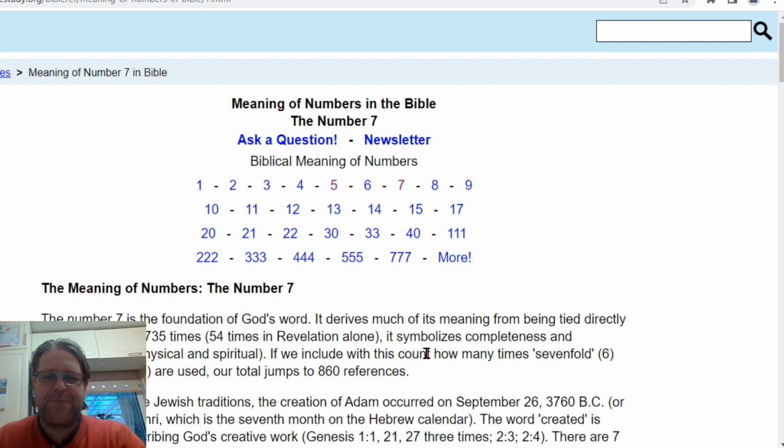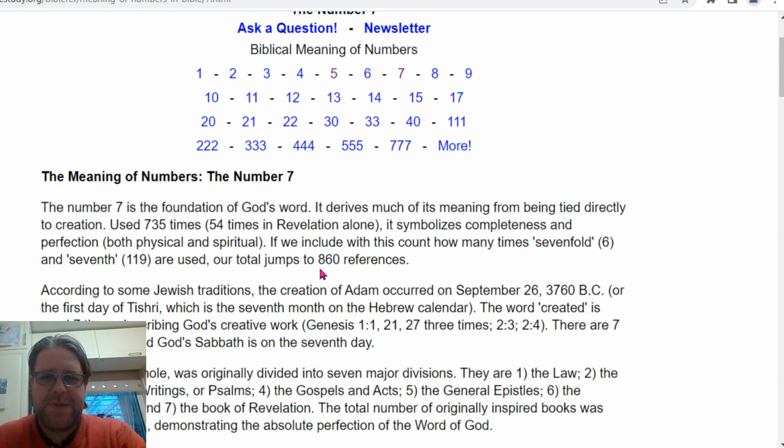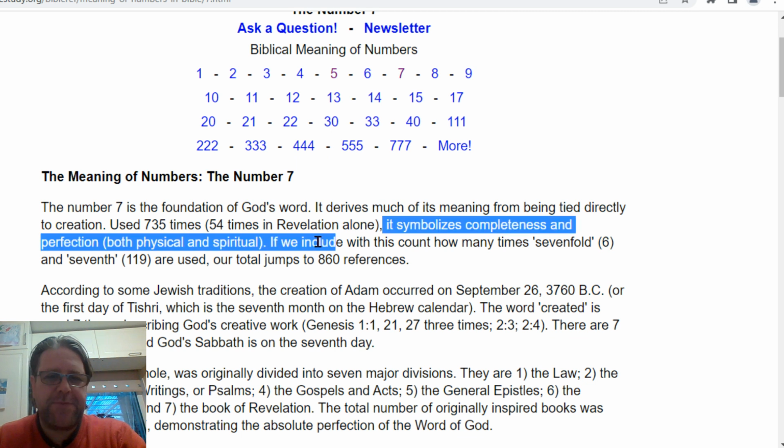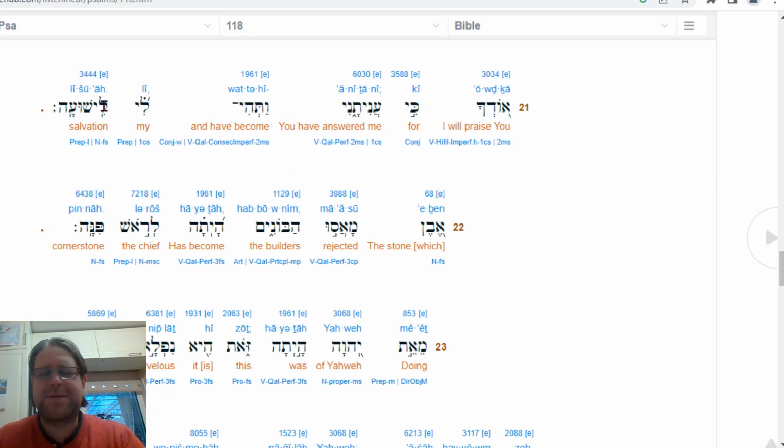So it symbolizes completeness, both physical and spiritual. So eben, the stone, appears 57 times. It is grace and completeness. And what does Jesus say when he died on the cross? It is complete, or it is finished. So that's just a nice kind of cherry on top, if you want.